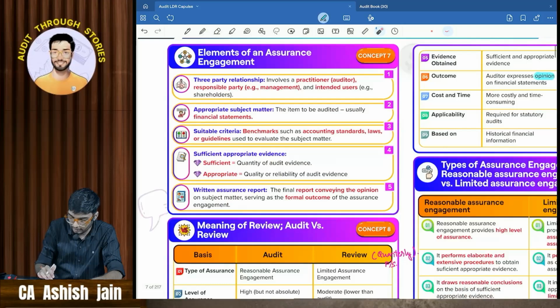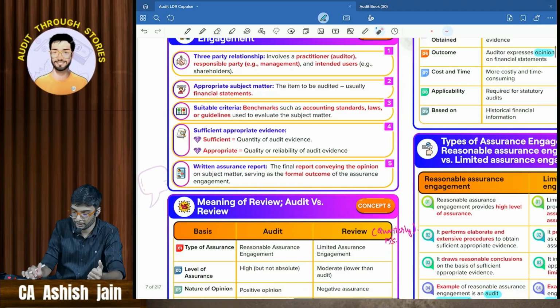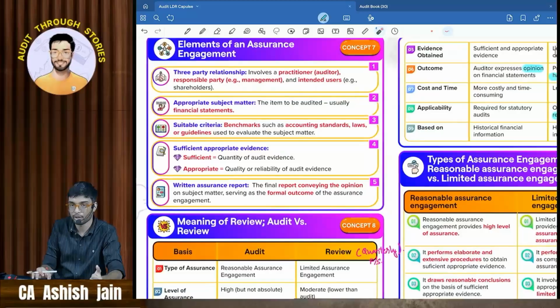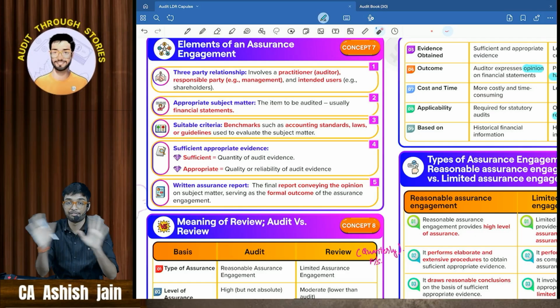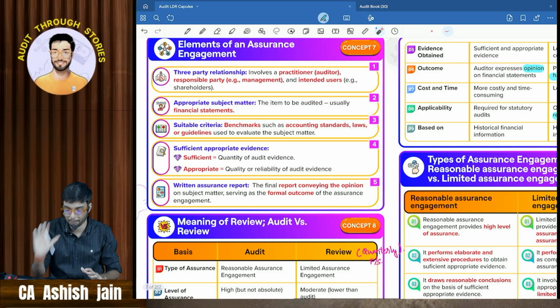Then comes sufficiency, which is the quantity of audit evidence. Appropriateness is the quality of audit evidence. And then a written assurance report. Obviously, it's a written report. The auditor finally gives an audit report which speaks about everything, such as whether the company has done any fraud or not. What opinion the auditor has given, whether qualified opinion, adverse opinion, or disclaimer of opinion, will all be covered in the audit report, which we will learn in depth in chapter number 8.